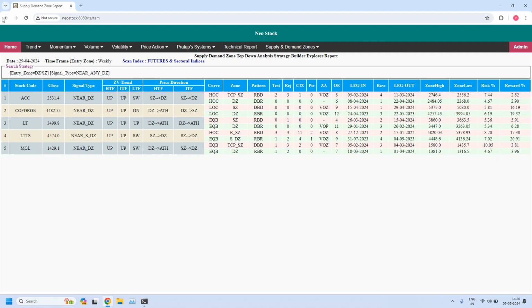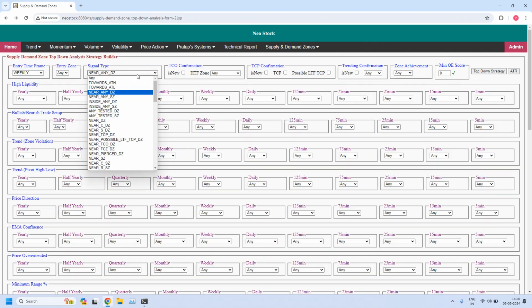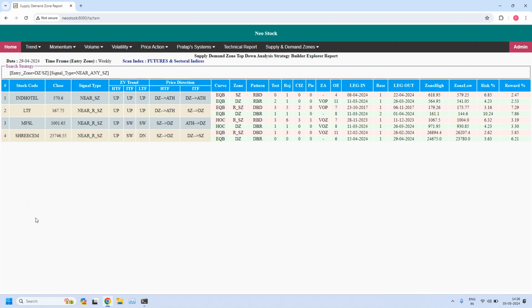Okay, now I am going back. For weekly time frame, let us find the stocks near weekly supply zone. These 4 stocks are filtered which are near to the weekly supply zone.